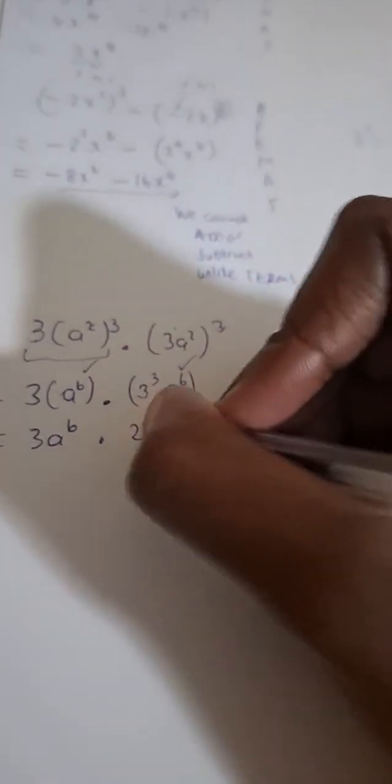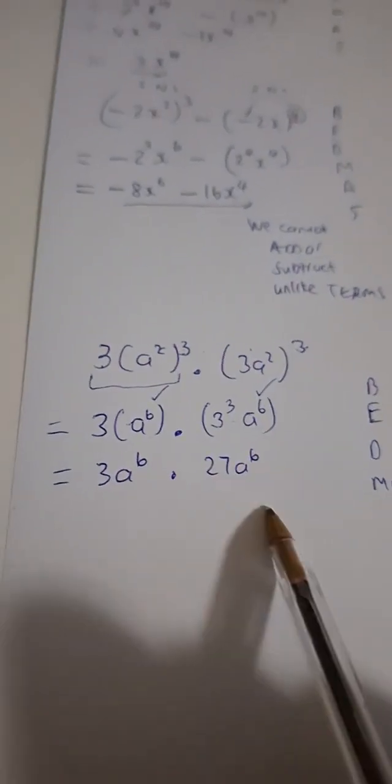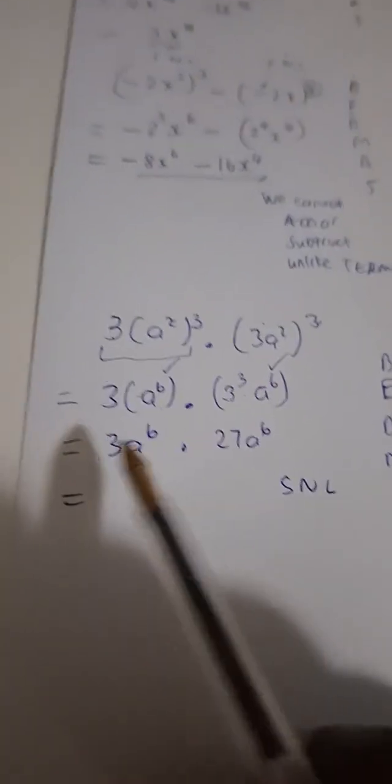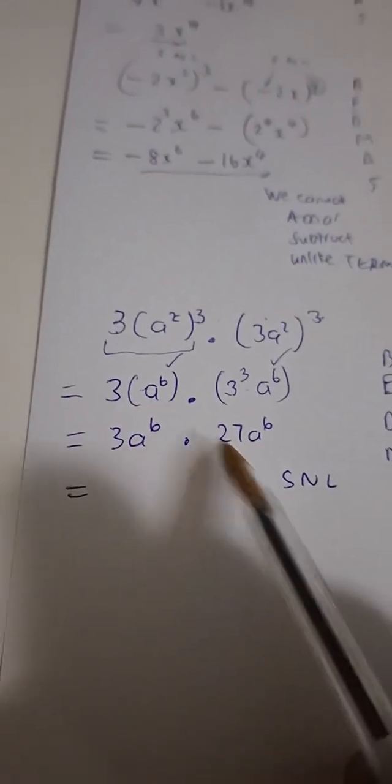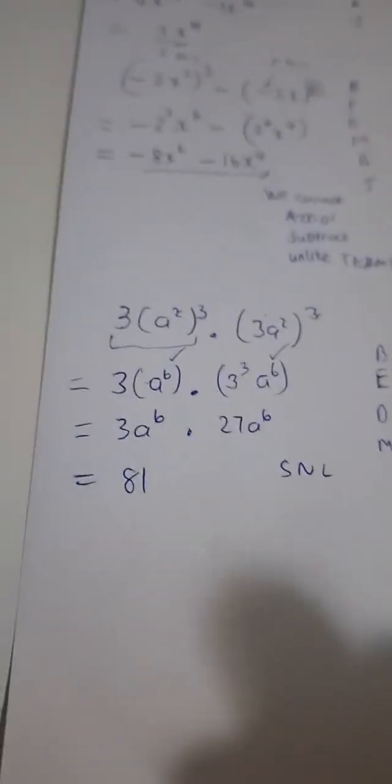3 to the power 3 is 27a to the power 6. How many terms? Still one term. What are we doing? We are multiplying the terms. So when we multiply, we use SNL. Positive times a positive is positive. 3 times 27 is 81.